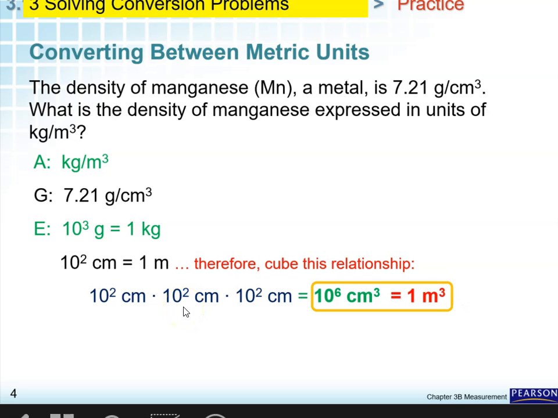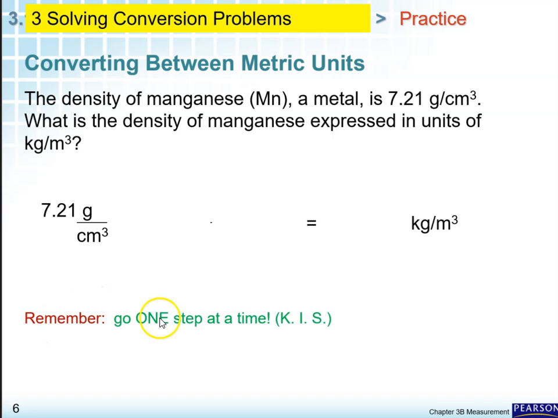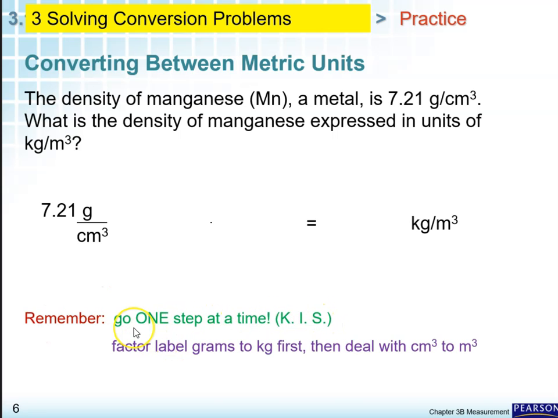So then we're ready to solve this, which means we begin with the amount given. Go back to the 7.21 grams per cubic centimeter. It's really important that you remember to go one step at a time. Keep it simple, keep in step. We're going to tackle one unit at a time. We're going to do grams to kilograms first. Then we'll do cubic centimeters to cubic meters. Don't even think about cubic centimeters, and then you won't be bothered.